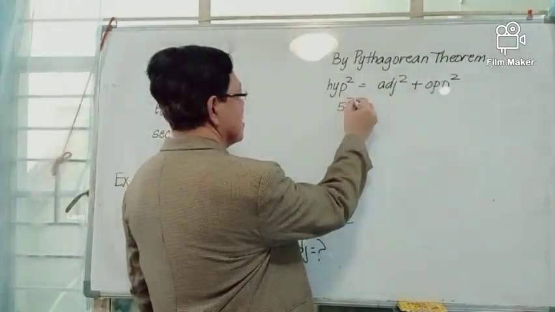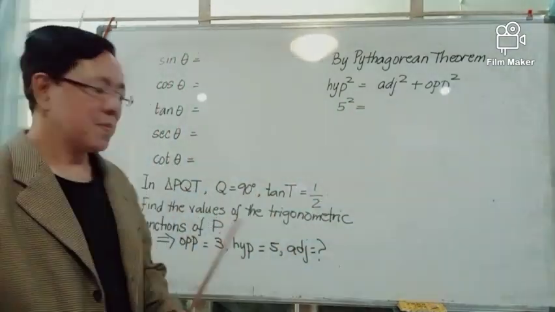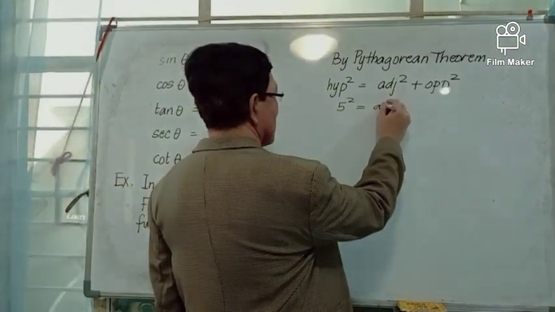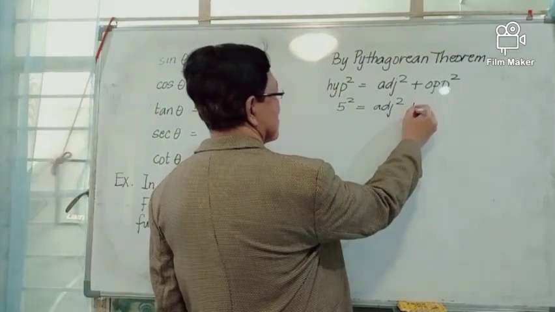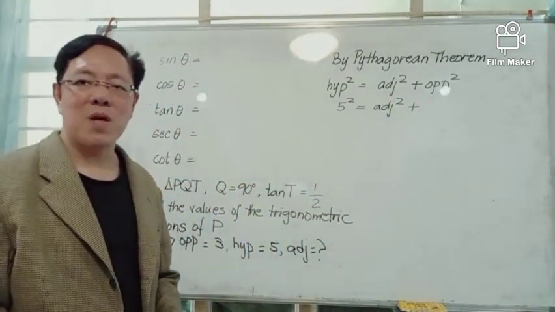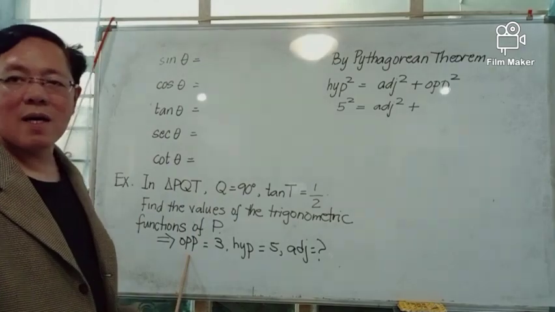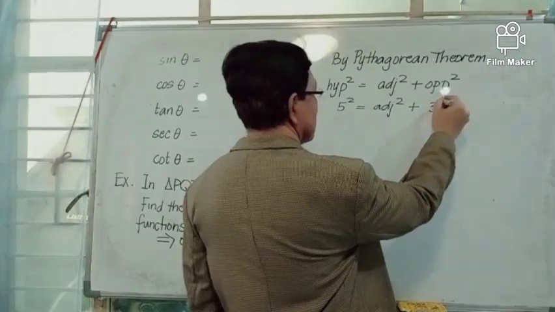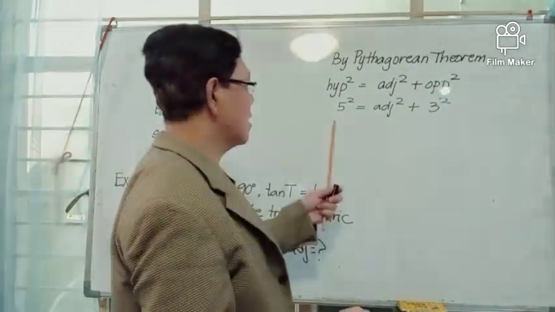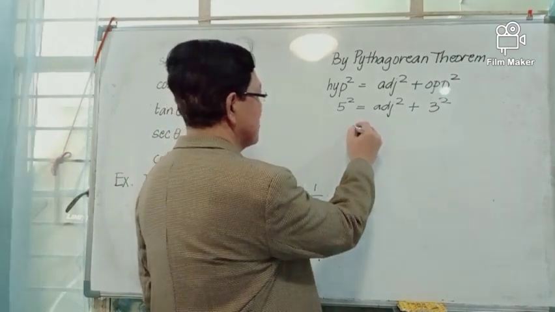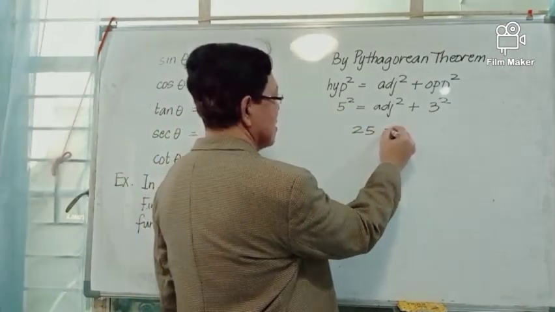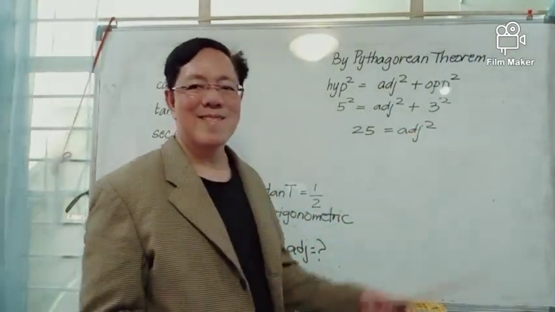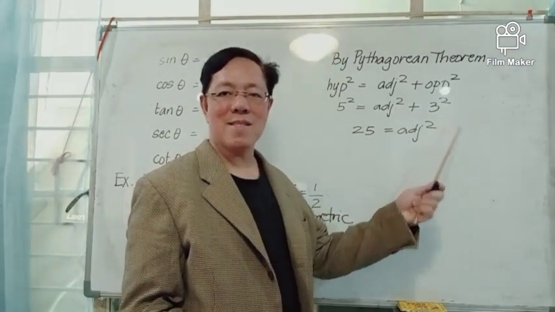5 squared equals, it is the adjacent side that we want, the square of the adjacent side plus the square of the opposite, and we identify the opposite side as 3, plus 3 squared. And the square of 5 is 25, equals the square of the adjacent side plus the square of 3, which is 9.